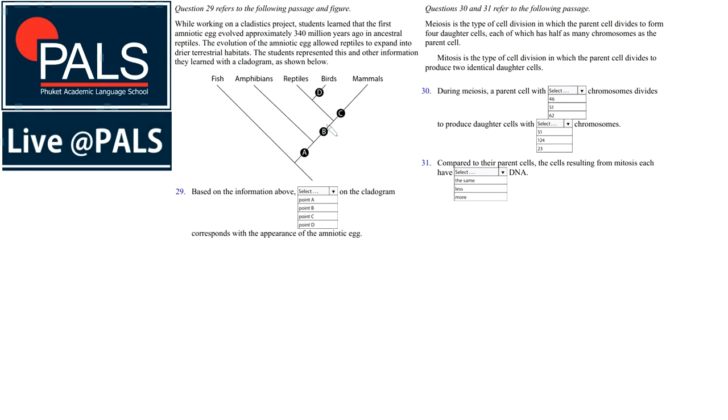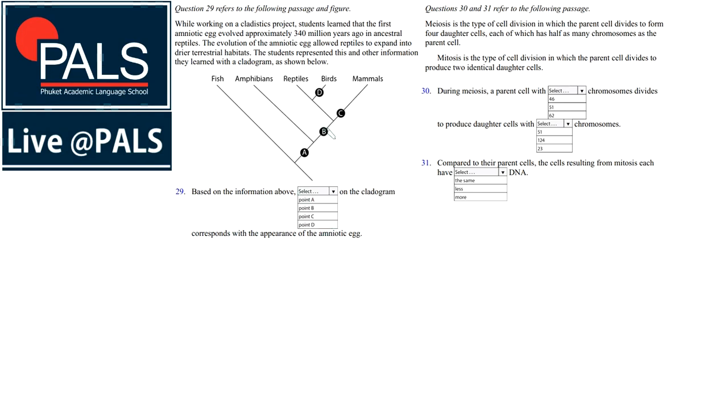Wherever we have traits before an intersection, like here, so B is a shared trait between reptiles and birds and mammals. A is a trait that is shared by amphibians, reptiles, and birds. D is a trait that only birds have. C is a trait that only mammals have. Based on the information above on the cladogram, which point corresponds with the appearance of the amniotic egg?